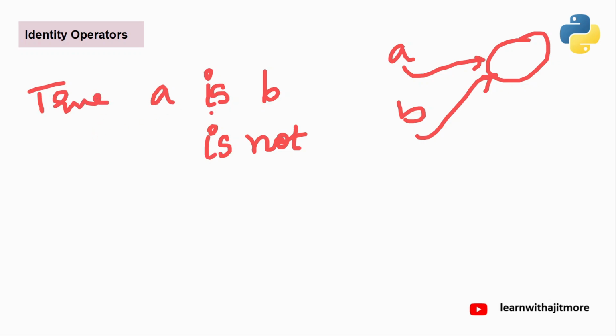Getting? Otherwise, it will return false. Okay? And "is not" is the opposite. A is not B means if A and B have different addresses, then true, and if the same addresses, then false, because you are doing the opposite of it.